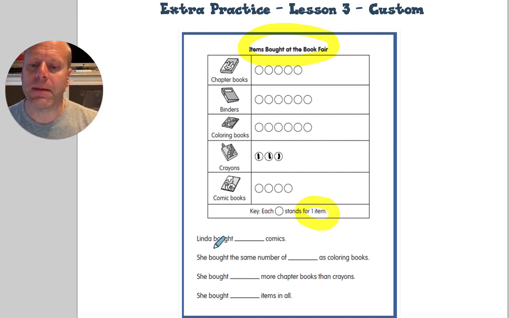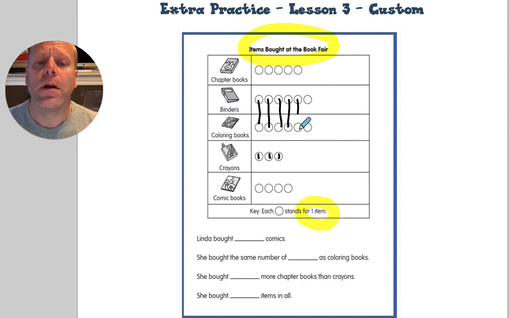So if you were thinking about Linda here, how many comic books did Linda buy? Answer that question, right? And then was there anything else, right? She bought the same number of blank as coloring books. So when you look at coloring books, is there anything else on the graph that is equal or the same as coloring book? Well, look at this. These two line up perfectly. Binders are the same as coloring books. So there's your answer right there.